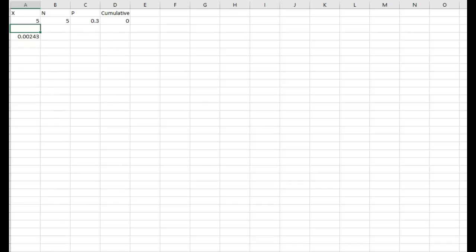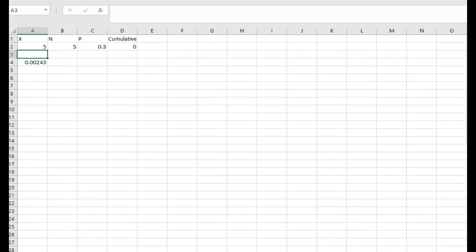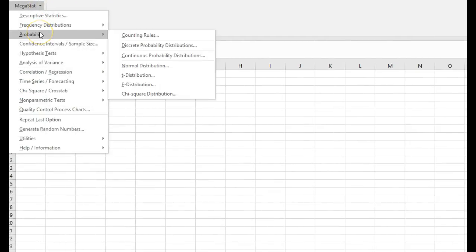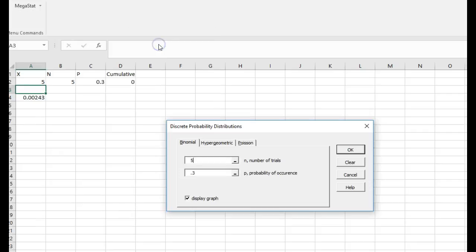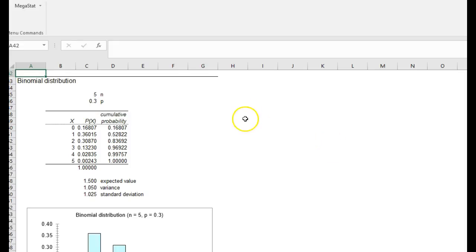And so in Megastat, we would just go to Megastat, probability. Oh, I just realized you guys can't see that. Okay. Go to Megastat, probability, discrete probability distributions, and then you would put in the number of trials. So looks like I've already done this, 5, and then just the p-value. And it's actually going to run it for all of the x values. So we hit OK, puts it into an output sheet, n equal 5, p equal 0.3, and then look. For x0, gives us the p of x right there.